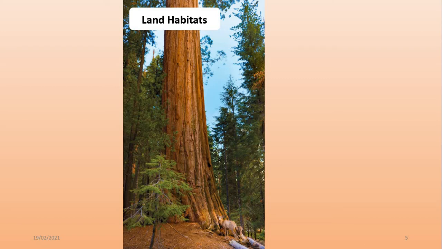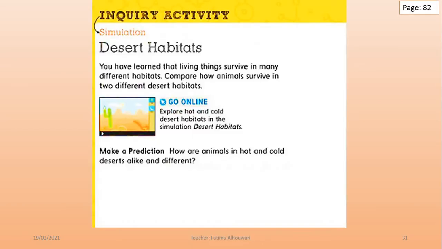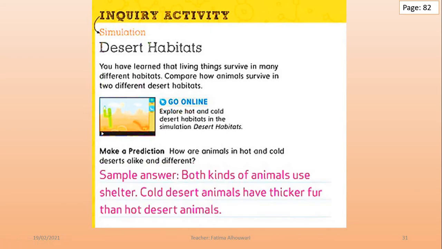In this lesson, you have learned that animals can live in different habitats. And now you will explore hot and cold desert habitats through this simulation. But before that, let's make a prediction. How are animals in hot and cold deserts alike and different? What do you think, grade 2? Think about it and write your answer in this space. If you finish, let's start it.